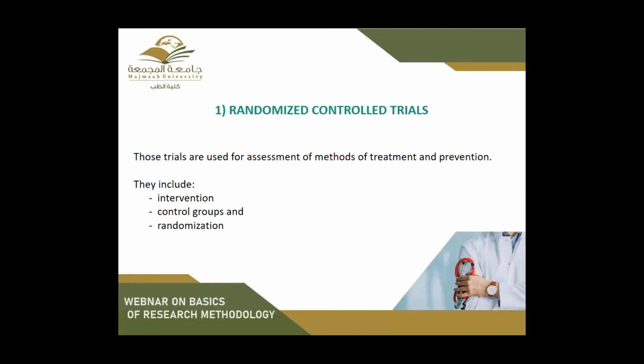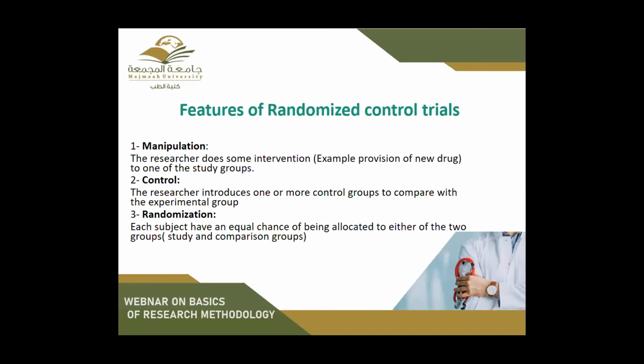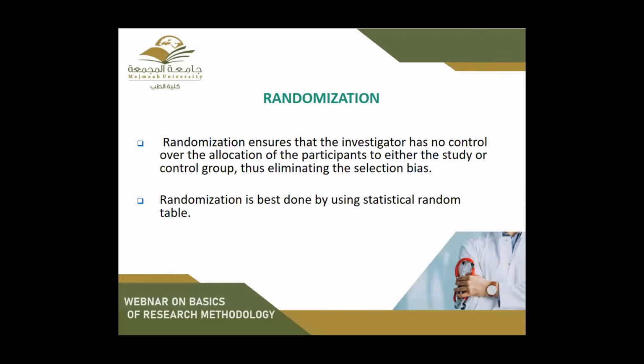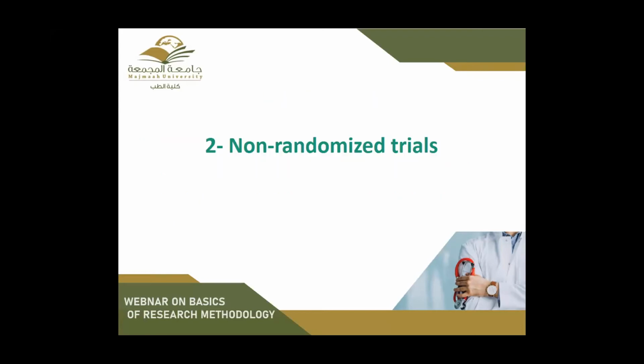So a randomized trial includes an intervention, because I will give a drug. Then I have to have a control group. No one will know, and the patient will not know, whether he is taking the true drug or not. So it is randomization. There are three criteria to call this design a randomized control trial: manipulation, follow-up, and randomization. Randomization ensures that the investigator has no control over the allocation of participants, and it is best done by using statistical random methods.